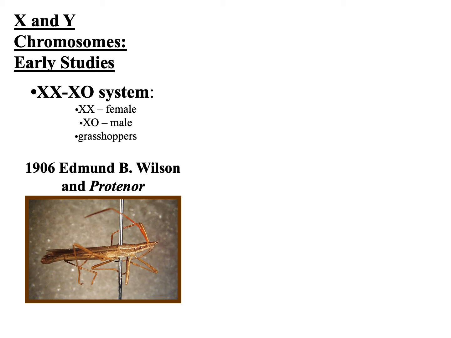So the XX/XO system refers to the fact that females had 2 copies of a chromosome referred to as X, and males only had 1 copy of this chromosome referred to as X. The O, or the 0, basically is just a placeholder to indicate that there is no second chromosome in this particular pair, specifically in males.